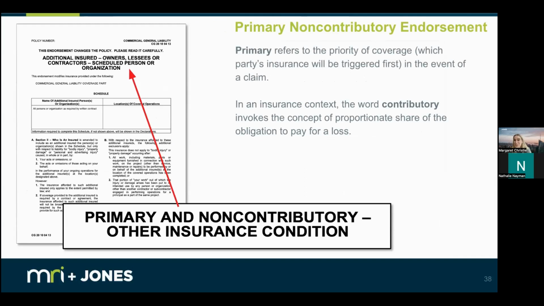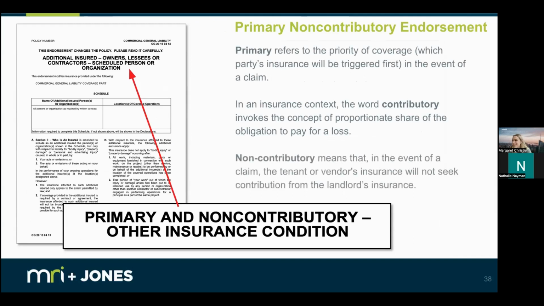Contributory would have to do with who is contributing to pay out for something. Non-contributory meaning that someone would not be contributing to coverage. So let's say that an accident happens at a property, the vendor has insurance, the landlord has insurance, there is a fight over whose insurance should step in and cover that accident. If you have a primary non-contributory endorsement, you may have had that vendor promise you that they are going to make their insurance cover it and that they are not going to go to your insurance to try to get you to help cover it as well.